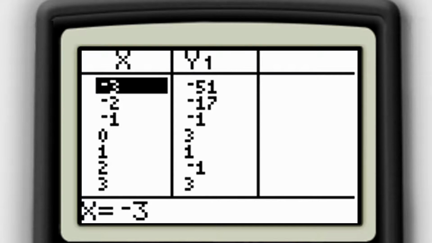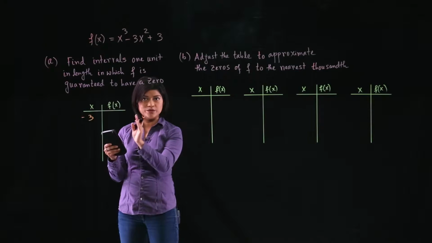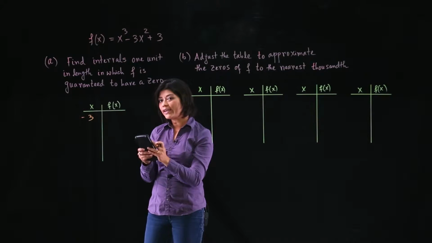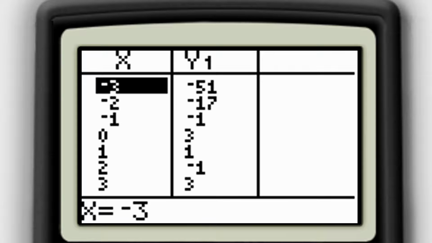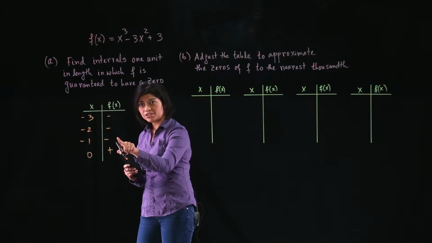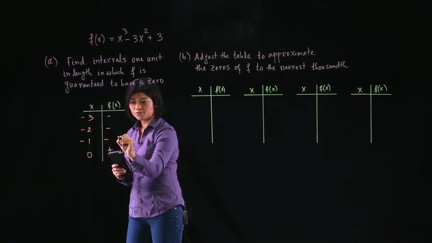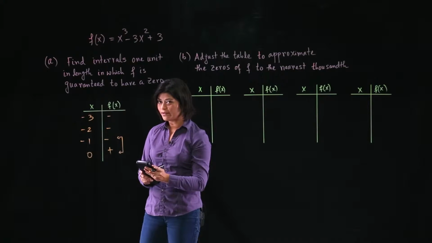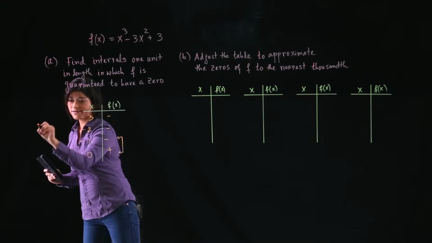Look at the y values. Now notice that when we are using the intermediate value theorem, it's not the value that we are interested in for the y, but it's the sign that we're interested in. So locate where the sign is changing. So you see that at -3 you have a negative, then -2, we also have a negative, -1, negative. At 0, we have a positive value. So we have a change in sign right here between -1 and 0. Now, recall, what does that mean? Well, this is what it means.